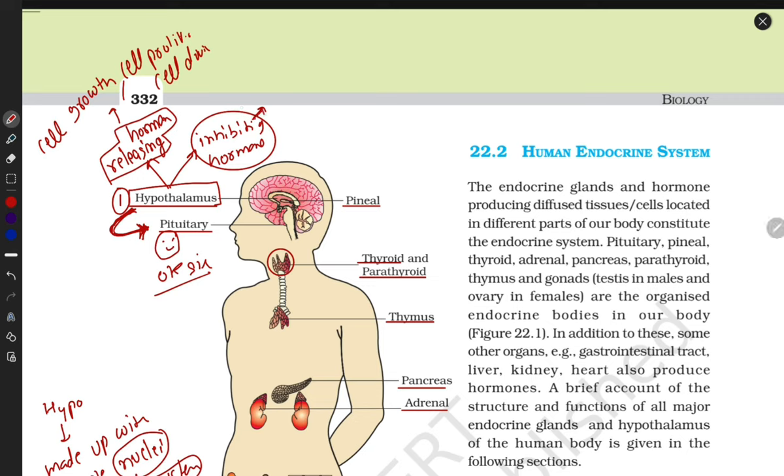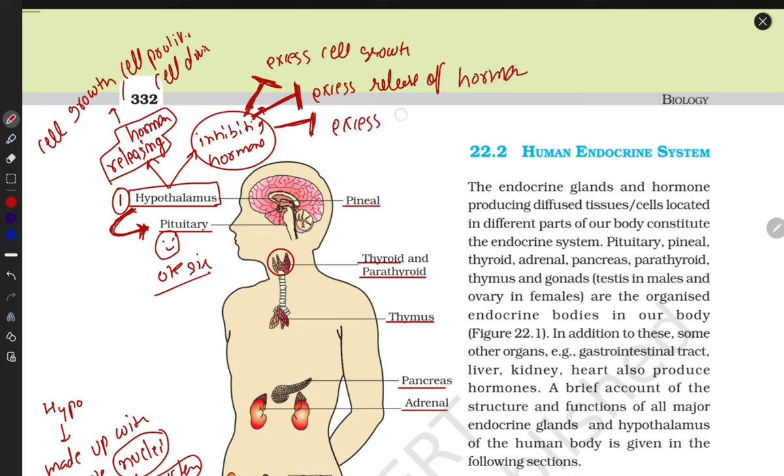They inhibit excess growth, excess cell growth. They inhibit, this is the inhibition sign, excess release of hormone. They inhibit excess cell proliferation and excess cell division.